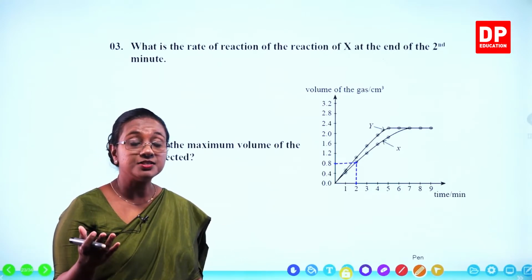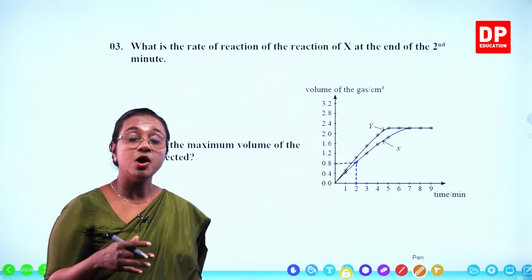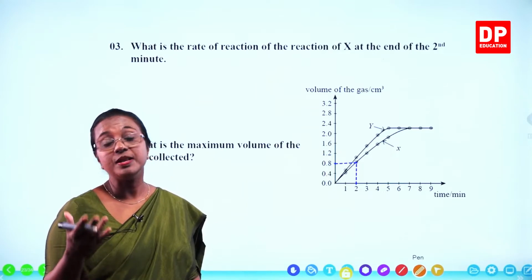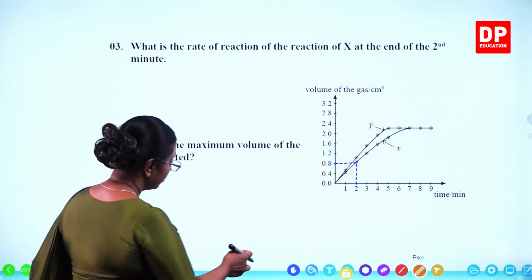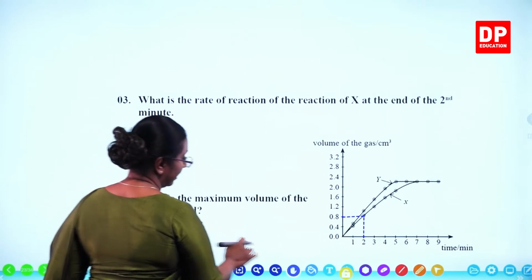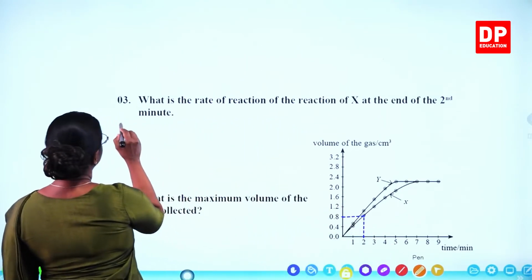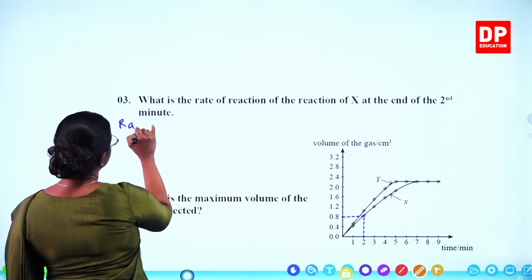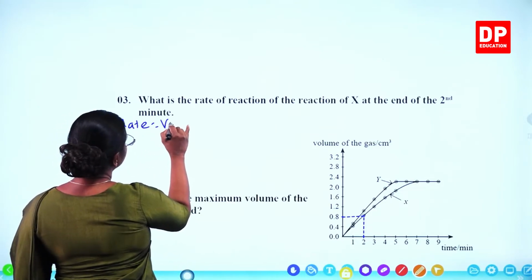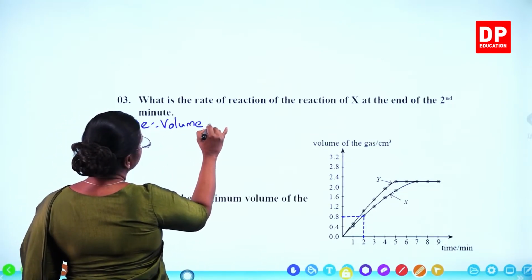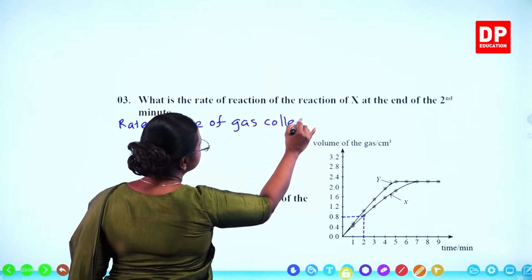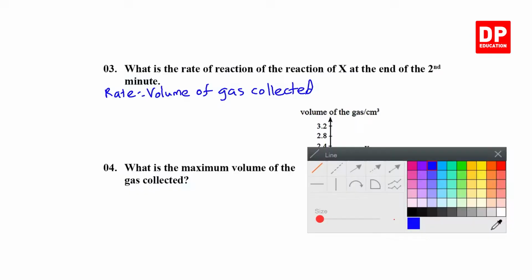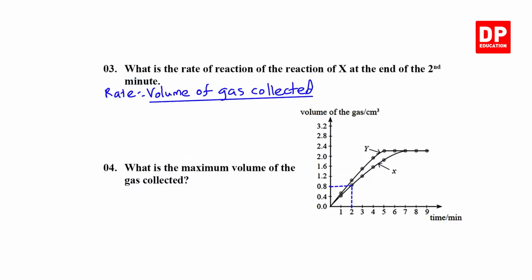Amount of reactants used up divided by time or amount of products formed in a unit time. So here the gas is the product. So that is what you have to calculate here. Rate equals volume of gas collected divided by time.